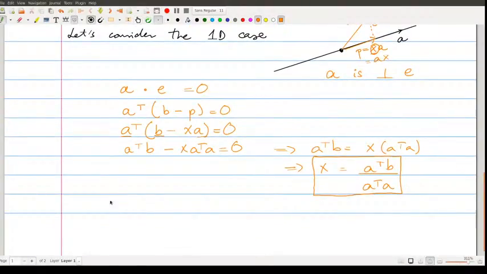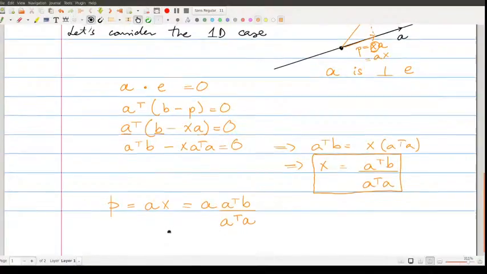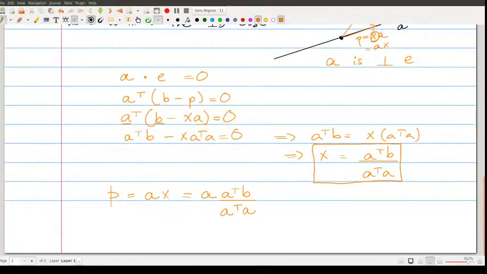And what's the projection vector in this case? The projection vector is just x times a, right? a times x. And that can be simply written, now that we have the solution, as a times a transpose b divided by a transpose a. Okay. All right.